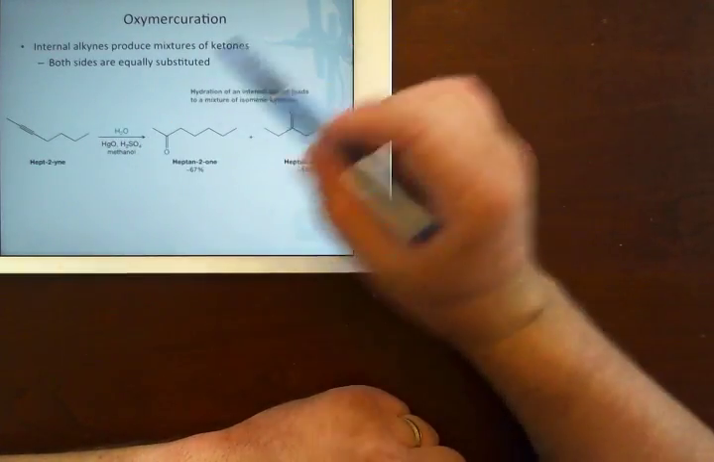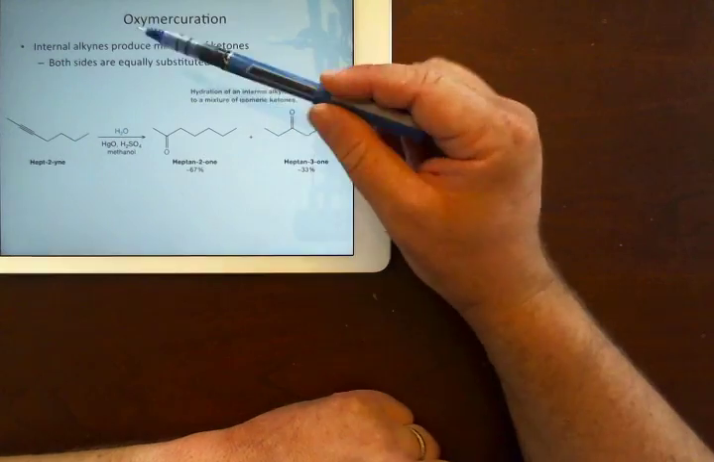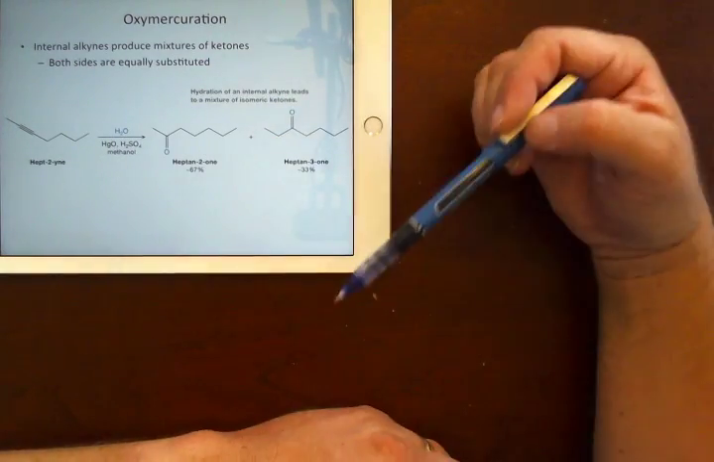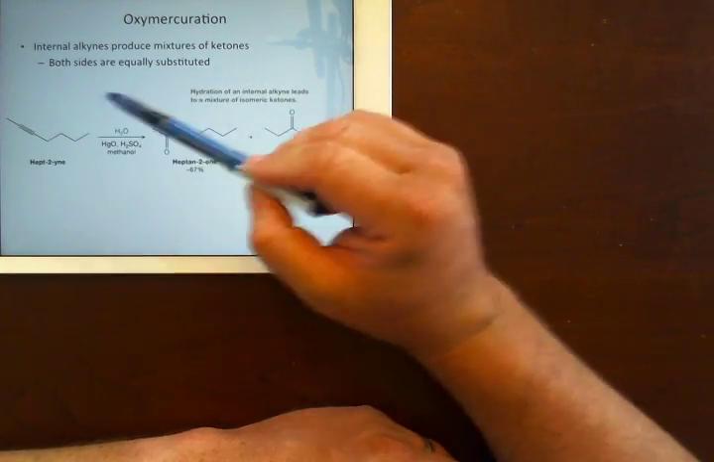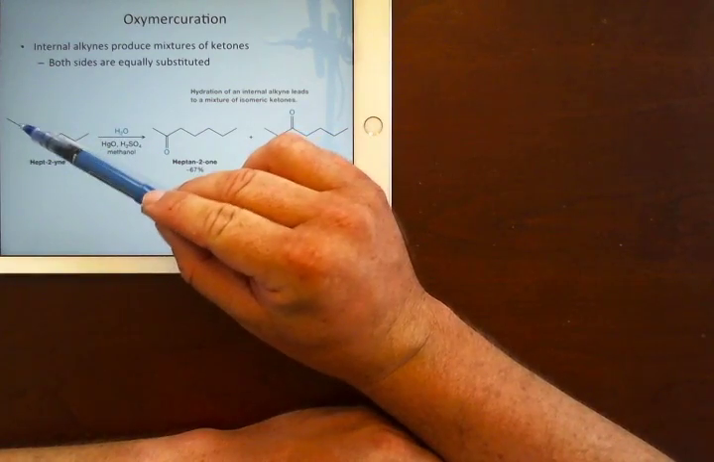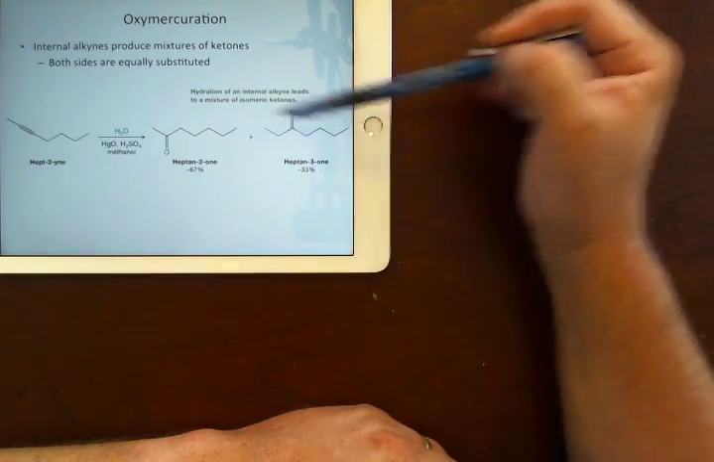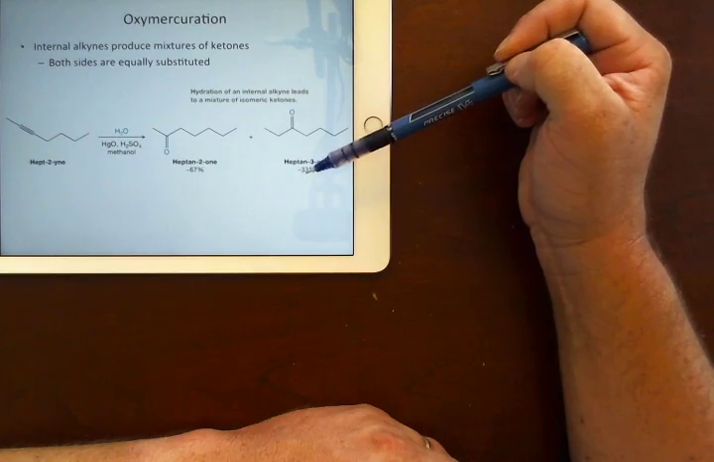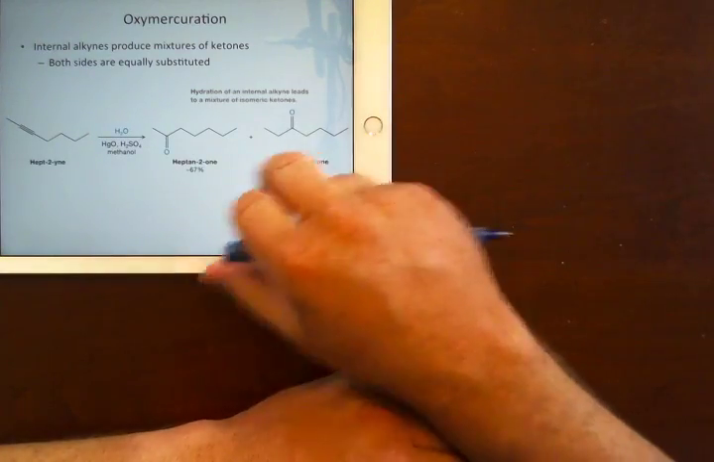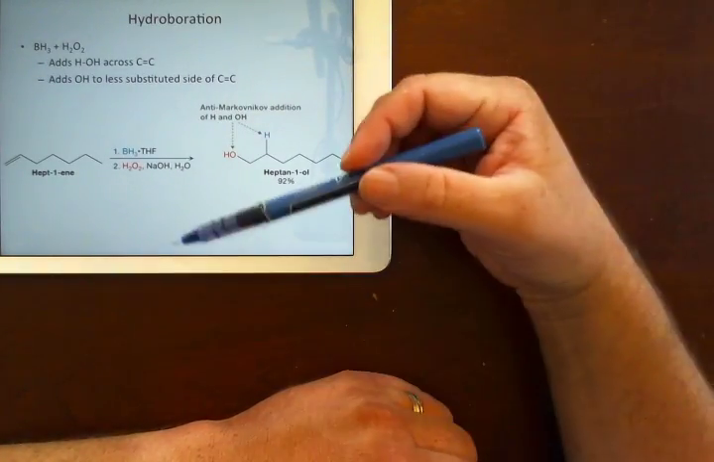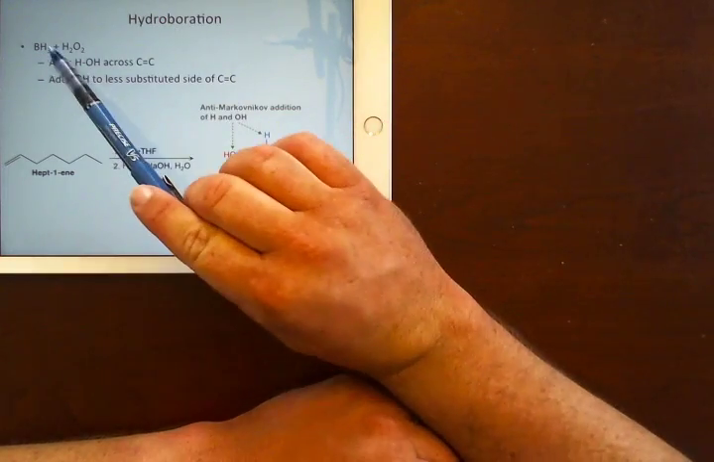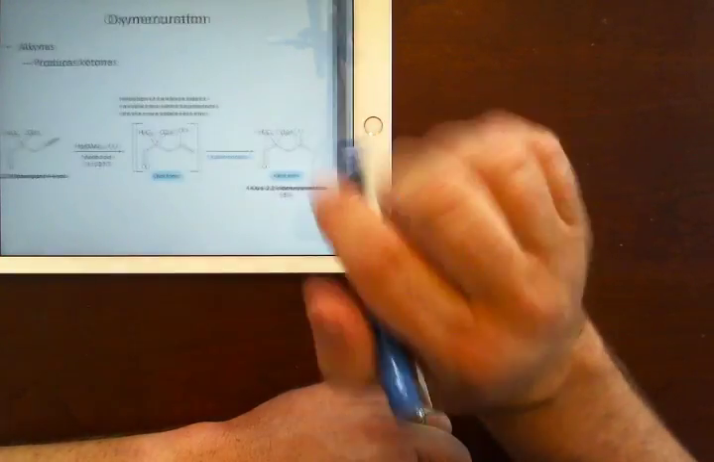Okay, so if you do this for the oxymercuration, it also works with the hydroboration, if both sides are substituted equally, right? So in this case, secondary versus secondary, you're going to get a roughly equal mixture of the two. Okay, hydroboration as well. The issue comes with terminal. Okay, and so for this terminal one here, right?